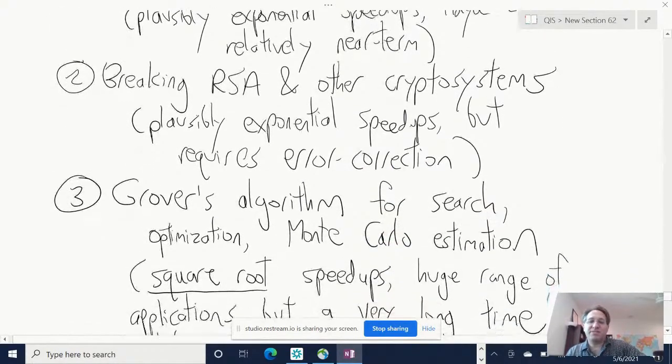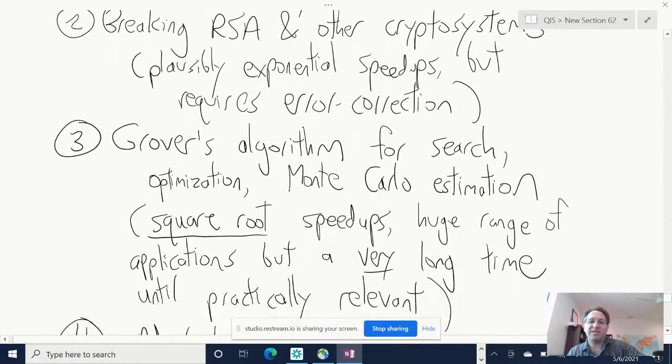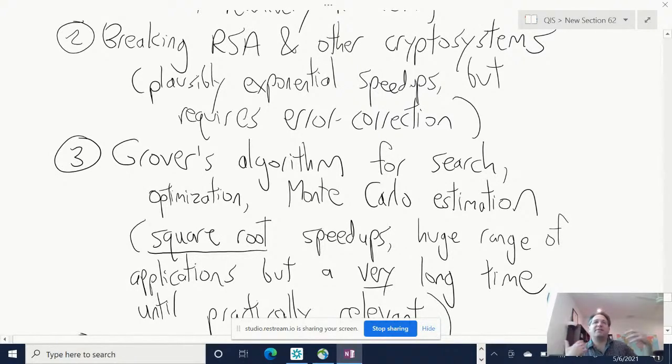Now, thirdly, for all of these problems like search, optimization, Monte Carlo estimation, a huge number of industrially relevant problems and machine learning problems, there is a quantum algorithm called Grover's algorithm that can typically solve such problems in about the square root of the number of steps that a classical computer would need. So that has an enormous range of applications. But it will be a very, very long time, probably even longer than for Shor's algorithm, until you could actually see an advantage with Grover's algorithm. Not only will you need a full error-corrected quantum computer, but because the advantage here is more modest, square root rather than exponential, the crossover point where you start outperforming a classical computer is pushed much further into the future.